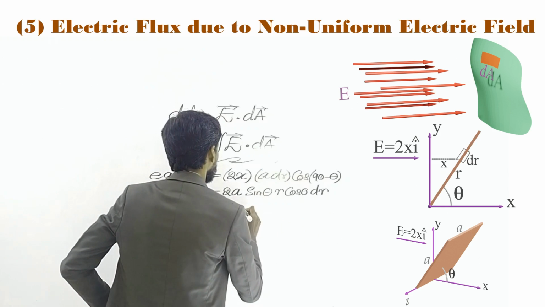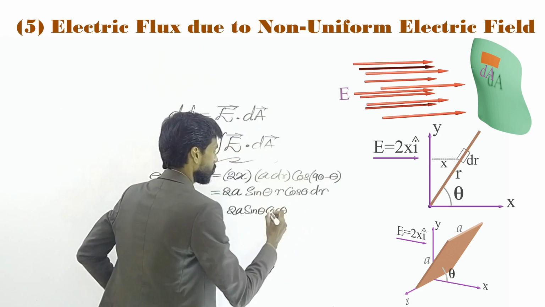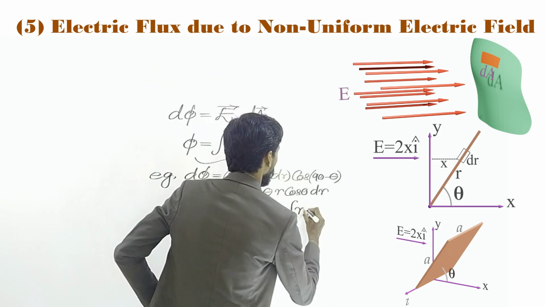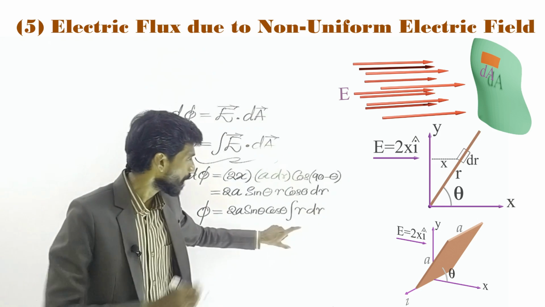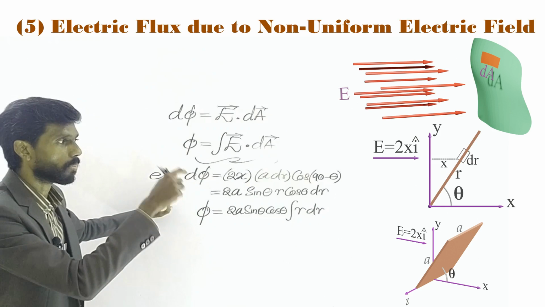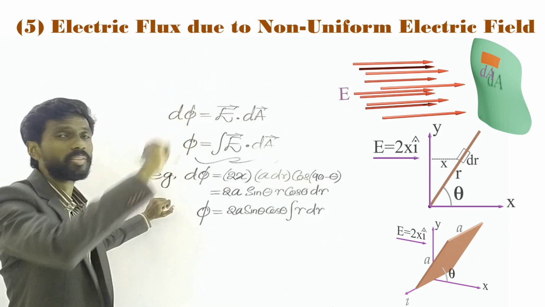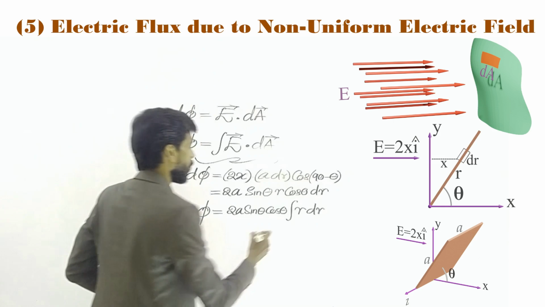So 2a sin theta cos theta can be taken out of the integration. So it is simply the integration of r dr. That's it. But let us first write the limits of the integration. R starts from 0, so the minimum value of r is 0 and the maximum value is a, where a is the side of the square. So 0 to a.